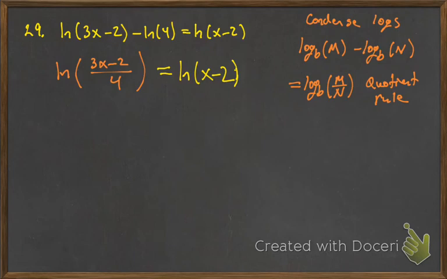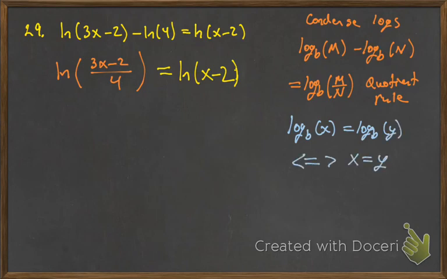Now we're going to use a different property here. We have log on both sides, so we're going to use the one-to-one property, so the arguments are going to be equal to each other. So it's kind of like equal bases, equal exponents. Some people like to say the logs cancel. And so that's going to give us (3x minus 2) over 4 equals x minus 2.